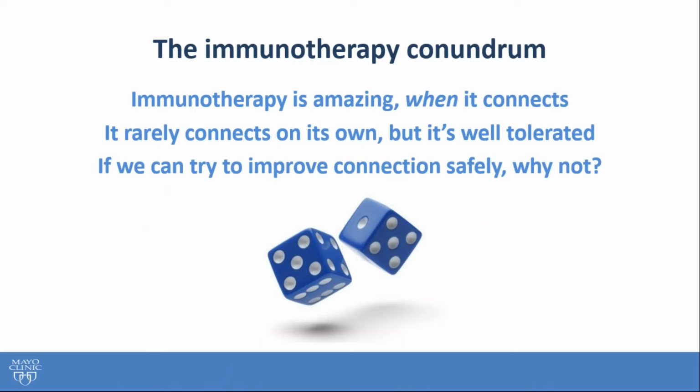So ultimately, immunotherapy is amazing when it connects, and it rarely connects on its own. It's about 30% or less, and the really deep ones are about 5%. But it's well tolerated even when it doesn't. So a lot of folks say if we can try to improve the connection safely by adding a local therapy, why not try to do it? And that's really cool because for the first time you have systemic therapy and local therapy that don't really have a sequence or a lane that it has to stay in. They really overlap on that Boolean. Next slide.